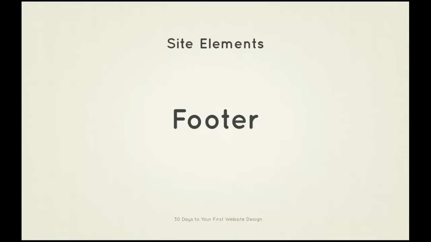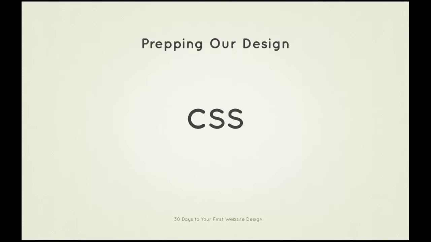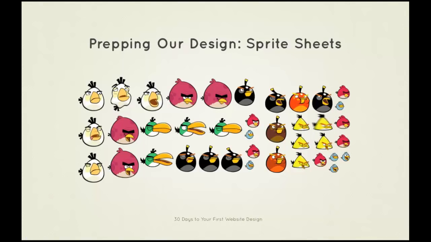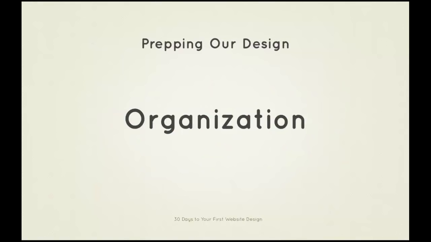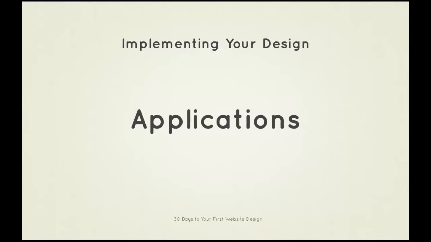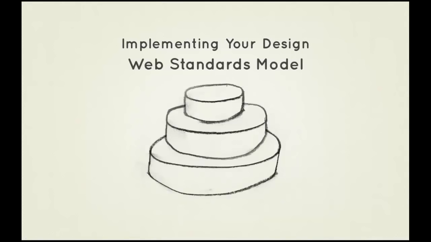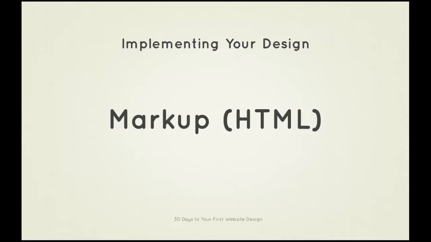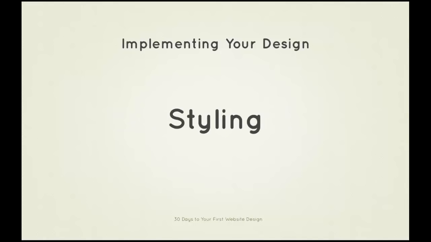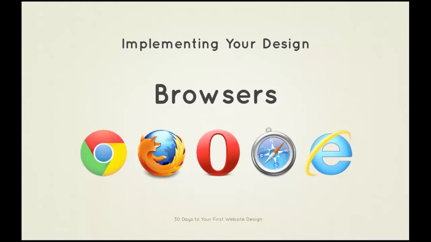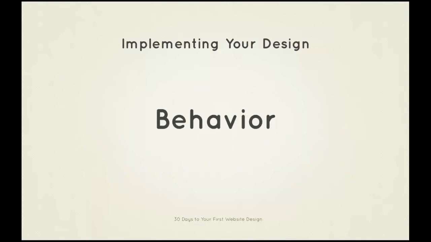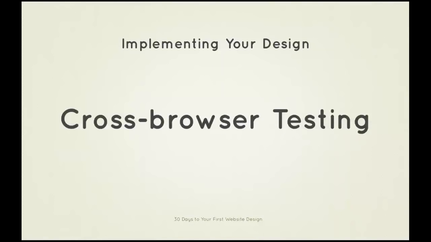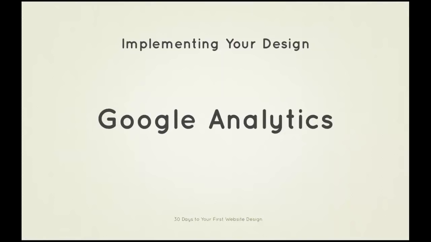Then section 4 will lead us into prepping our design. It's a relatively brief section comprised of just 3 videos. We'll look at deciding what should be handled with CSS, and then we'll look into sprite sheets, and lastly organization. The final section, section 5, will concentrate on implementing your design. We're going to choose our applications, look at the web standards model, then we'll cover our markup and talk a bit about semantics. Then we'll move on to styling our markup before looking at browsers, and then we'll have a couple of videos on JavaScript behavior. Lastly, we'll perform some cross-browser testing before finally implementing Google Analytics.